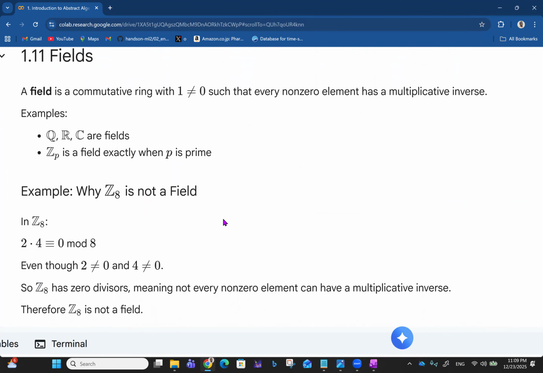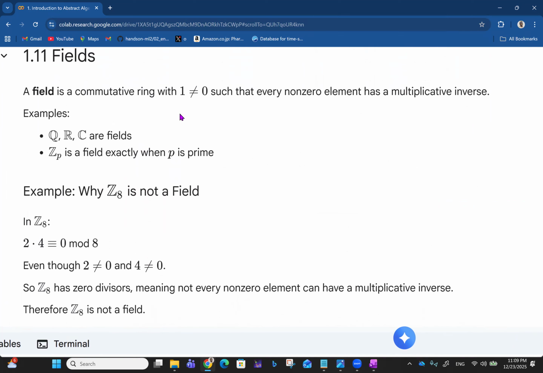Imagine this now. A field is a commutative ring with 1 not equal to 0, such that every non-zero element has a multiplicative inverse. That's what a field is, with 1 not 0. Examples are the set of rational numbers, the set of real numbers, and the set of complex numbers. These are all fields. Z_p is a field exactly when p is prime. So if you have a prime, then in that case it's a field.